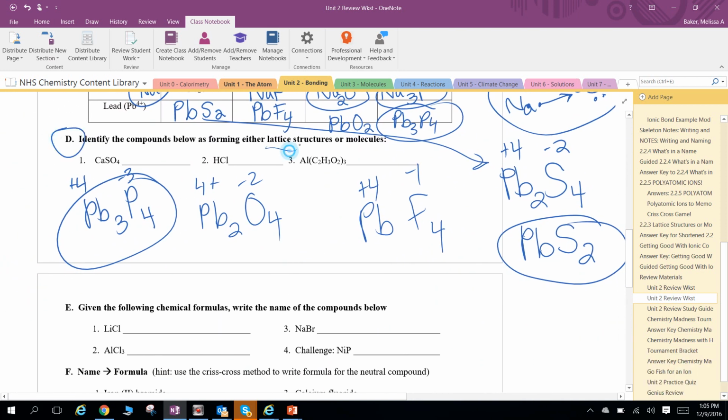For letter D, it's talking about forming a crystal lattice structure, or is it forming a molecule? And we learned that things with ionic bonding form a crystalline lattice structure. Things with covalent bonding form a molecule. So for calcium sulfate, that's a metal and nonmetals. That means it has ionic bonding and would form a lattice structure. But HCl is all nonmetals, so that would form a molecular structure. And the last one here is a metal and some nonmetals, so that would be another lattice.